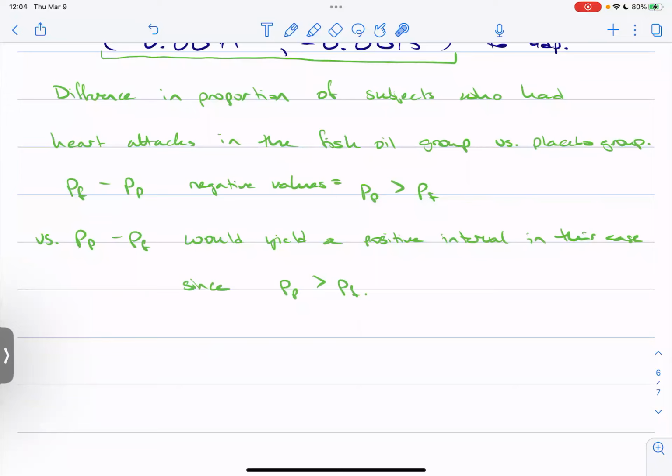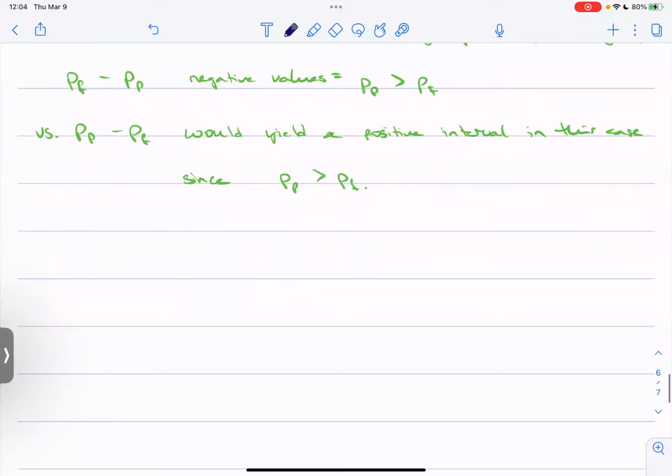Okay. So it depends on how you found your point estimate. That's going to determine the sign of your interval. That's why I say you should be consistent, but it doesn't actually matter which way you do it. So now we're going to interpret the interval.